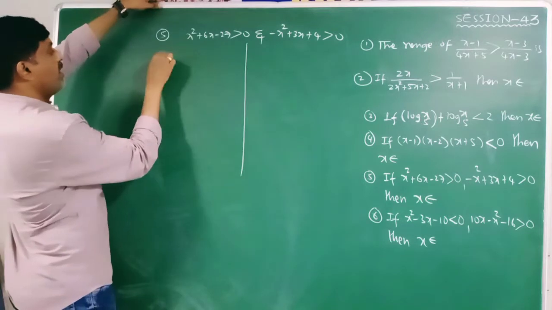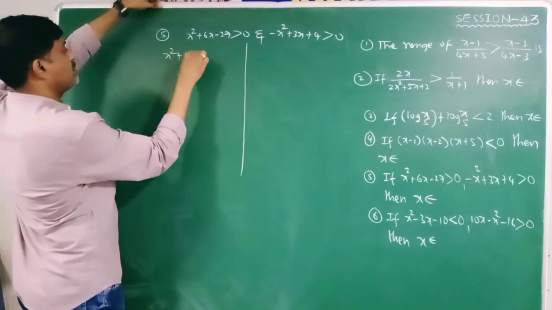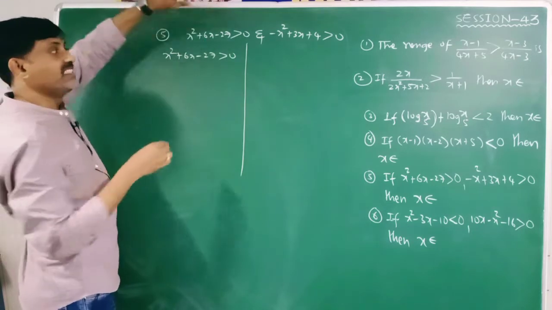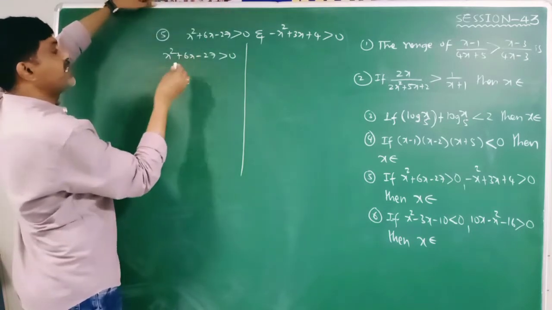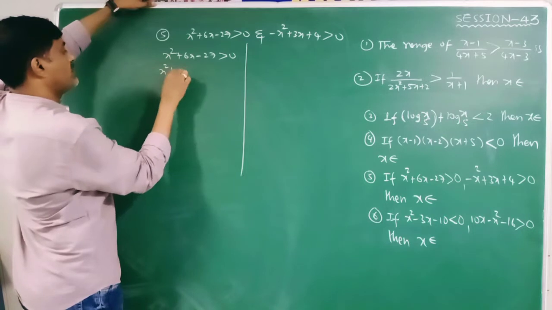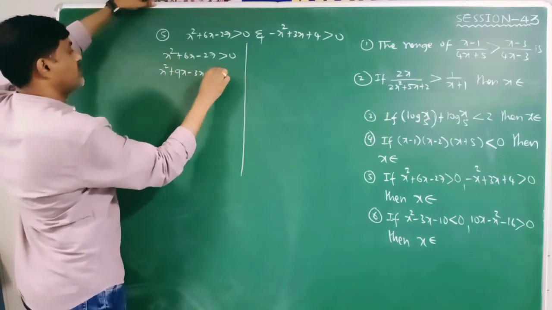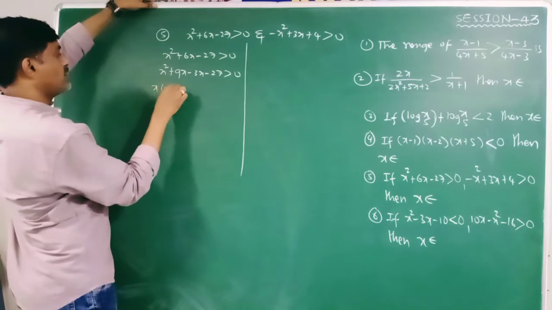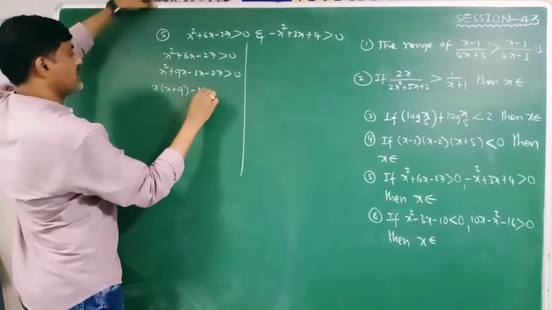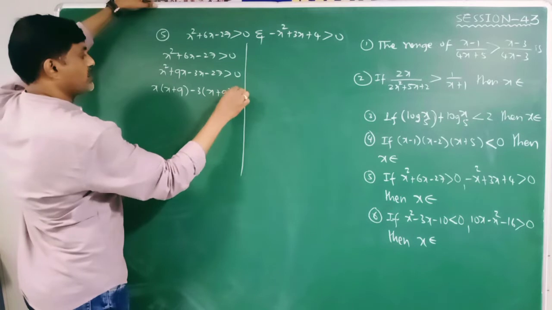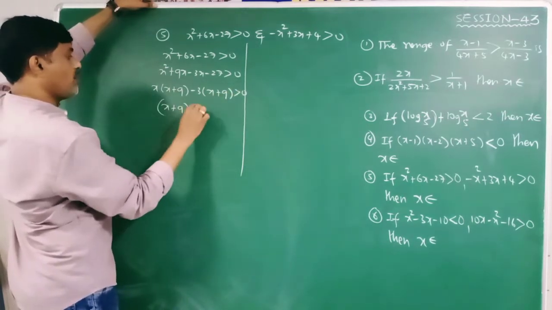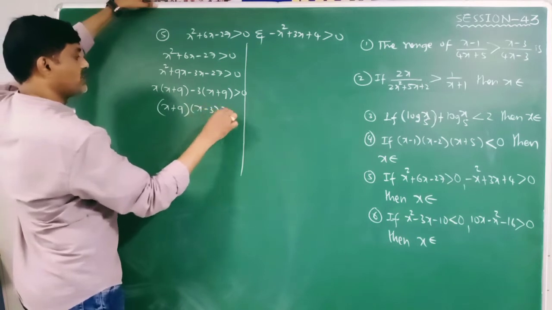This is x square plus 6x minus 27 greater than 0. Here we have factors. 9 threes are 27, plus 9 minus 3: x square plus 9x minus 3x minus 27 greater than 0. Now what is common here? x is common, and x plus 9 minus 3 is common. Therefore the total is x plus 9 common of x minus 3 greater than 0.